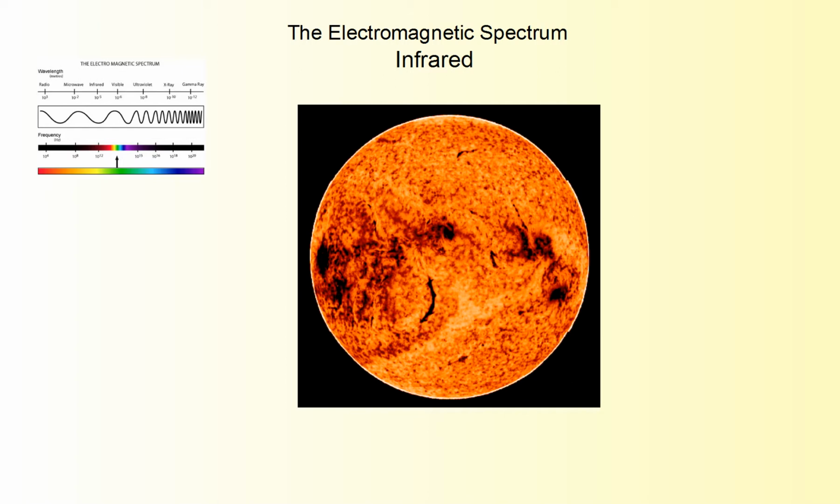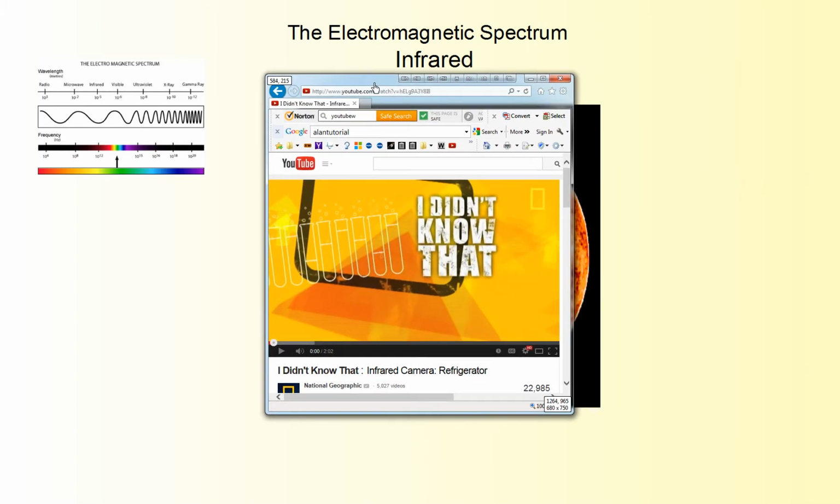And let's watch a few videos of things in infrared. It's pretty cool. This first one, they actually show you an infrared camera and what one looks like, and then they show you a bunch of other things, including a refrigerator, and how a cool refrigerator doesn't give off a lot of infrared light. So let's check it out.